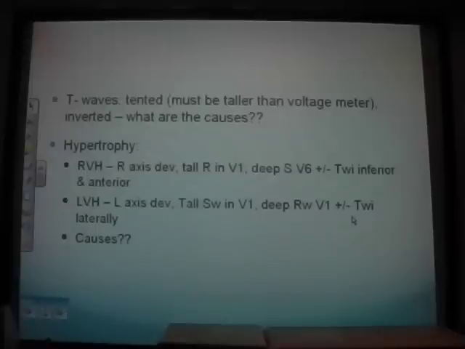I've written tall and deep the wrong way around, haven't I? And a large R wave in this event. Ignore LVH and just go with RVH. That's correct. So tall R wave in V1 and a deep S wave in V6. Cool.